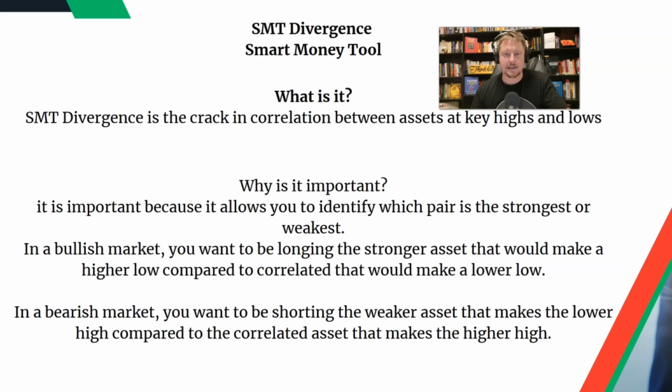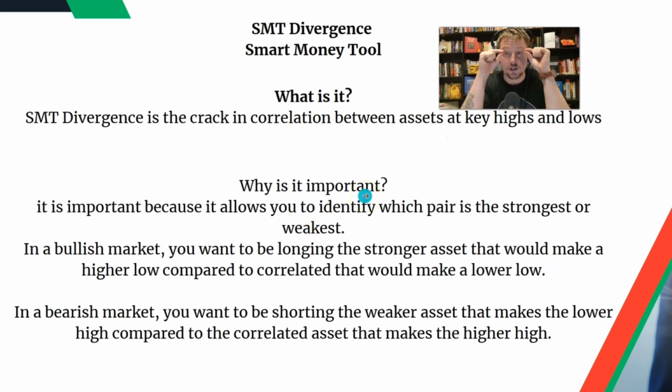Now let's talk about SMT Divergence, or Smart Money Tools. That's what SMT stands for. I honestly, until I was making this video, I thought SMT stood for something way cooler. But I think Smart Money is just an ICT concept, and this is a smart money tool. So that's what SMT stands for. So what is it? SMT divergence is the crack in correlation between assets at key highs and lows.